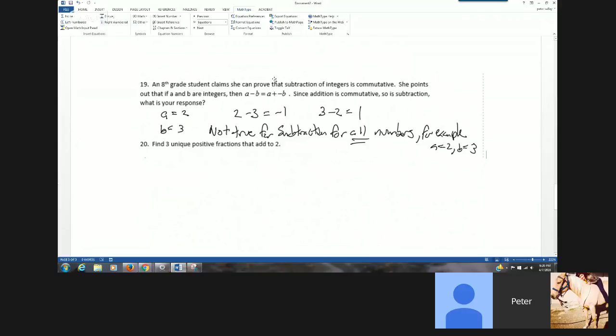So there's my counterexample. And that's what I'm telling the student. Well, since it's not true for this set of numbers, it's not a rule. It might be true in a few cases, but it's not always true, so therefore we can't assume that it works that way.